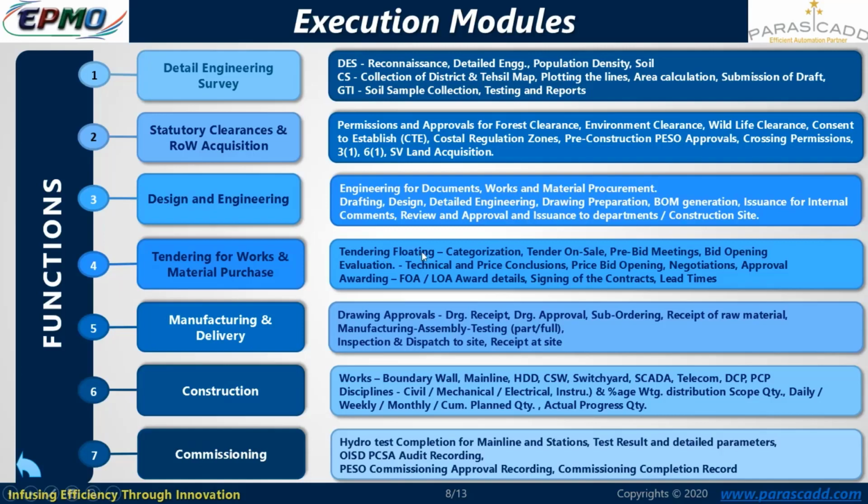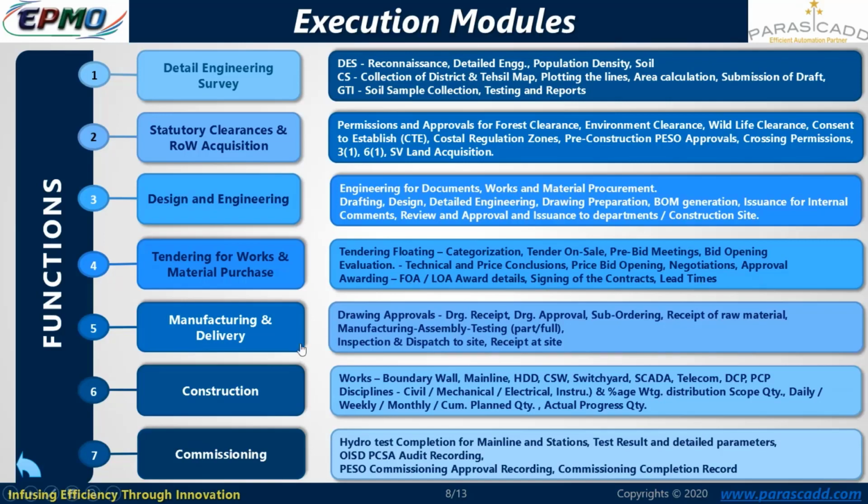Then tendering is again divided into sub functions like tender floating, evaluation, and awarding. In tender floating: categorization of the tender, putting the tender on sale, pre-bid meetings, and bid opening. Under evaluation, various disciplines collaborate together for technical clearances, commercial clearances, conclusions, and price bid opening. Various negotiations can happen over there. Awarding: once the techno-commercial evaluation is cleared, then the FOA will be awarded to the qualified contractors and vendors. Signing of the contract and lead times will be monitored.